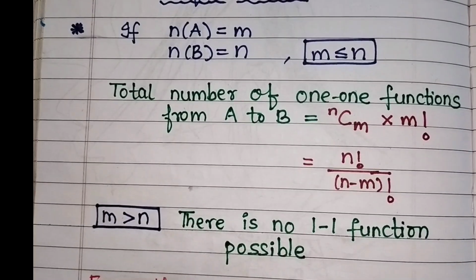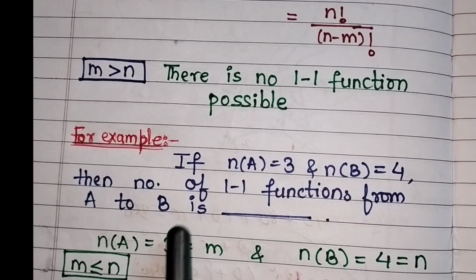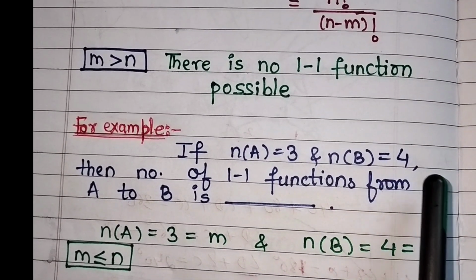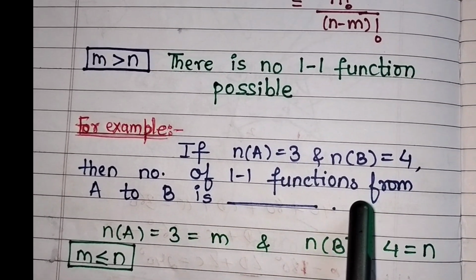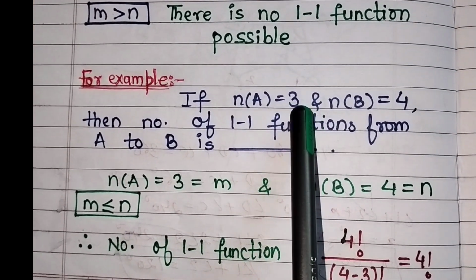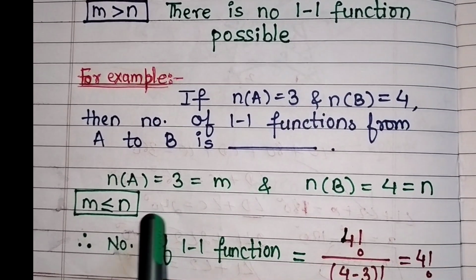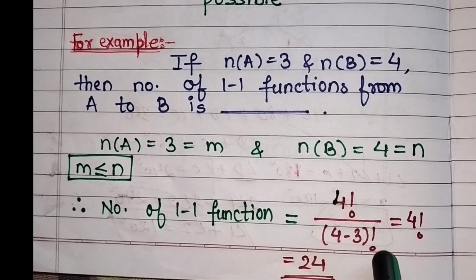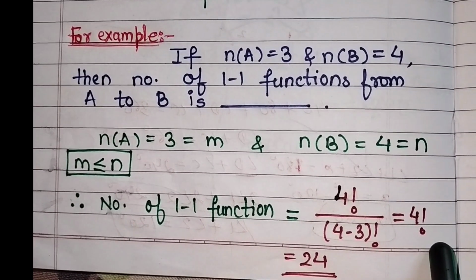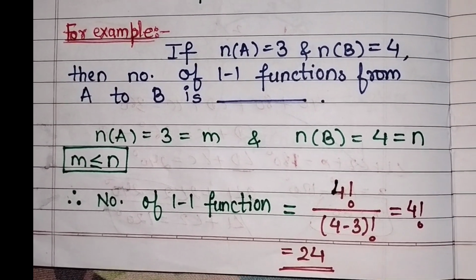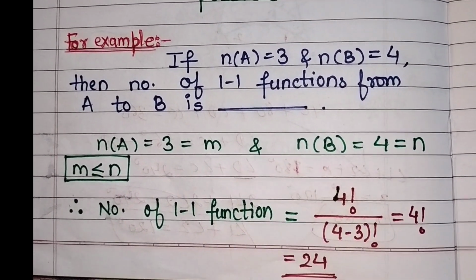Now let's take one example to understand this better. If you have number of elements in A as 3 and number of elements in B as 4, you have to find how many 1 1 functions are there. So in that case, as you can see here, your m is less than n. Okay, so number of functions becomes 4 factorial upon 4 minus 3 factorial, so that is equal to 4 factorial, and 4 factorial is 4 into 3 into 2 into 1, that is 24. So number of 1 1 functions is 24.